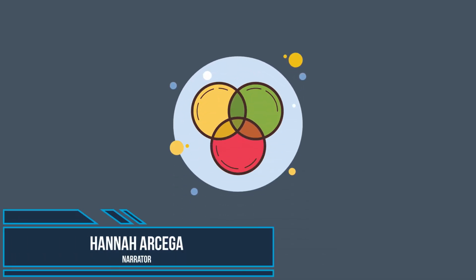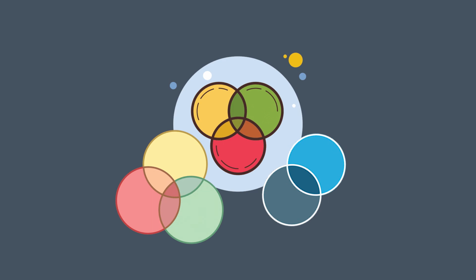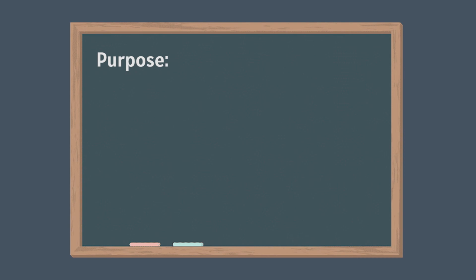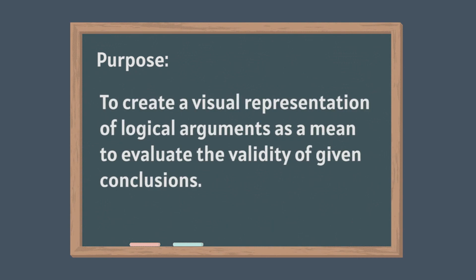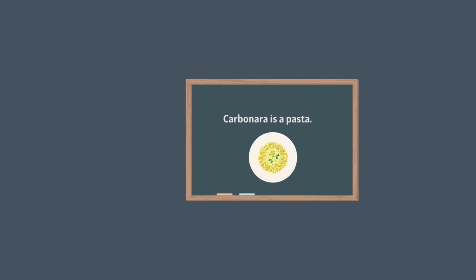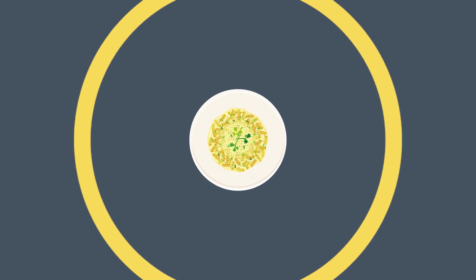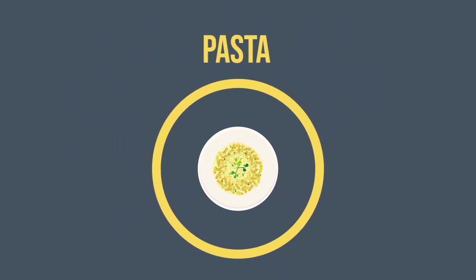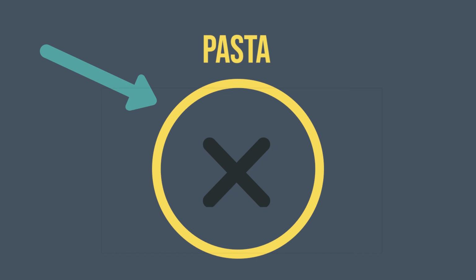Similar to Venn diagrams, an Euler diagram is a diagrammatic means of representing sets and their relationships. Its purpose is to create a visual representation of logical arguments as a means to evaluate the validity of a given conclusion. Consider the statement, carbonara is a pasta. The statement suggests the inclusion of carbonara as an element of the set pasta. Therefore, we can create an Euler diagram out of this representation by drawing a circle to represent the set of pasta and let x represent the element carbonara.